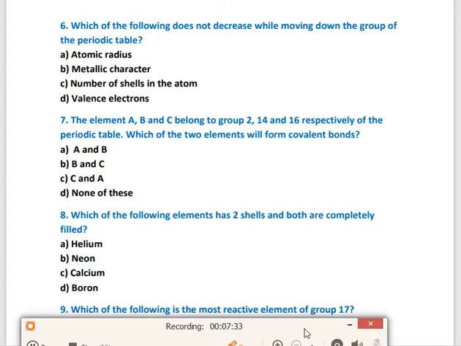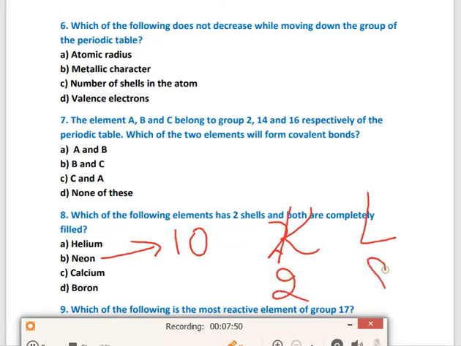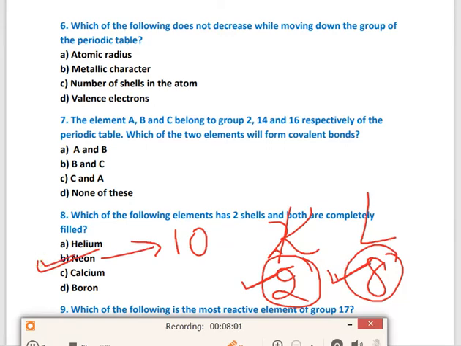In neon, how many shells are present? Neon has atomic number 10. So neon will have 2 shells, right? K and L shell. In the K shell 2 electrons and in the L shell 8 electrons. We can see that the K shell is completely filled and the L shell is also completely filled. So the element neon, one of the noble gases, has 2 shells and both the shells are completely filled.